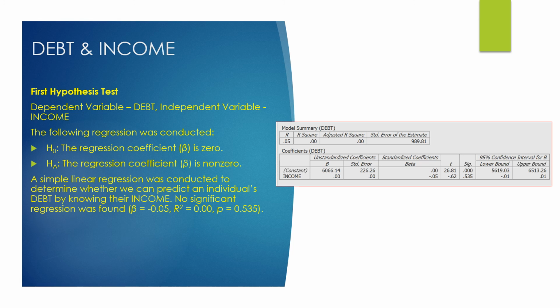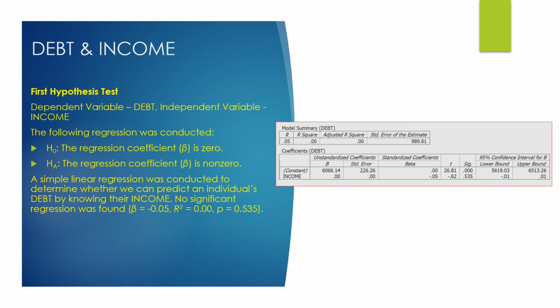The first hypothesis test is conducted between debt and income. The dependent variable is debt, the independent variable is income. The following regression was conducted. The null hypothesis is the regression coefficient is 0. The alternate hypothesis is the regression coefficient is non-zero.